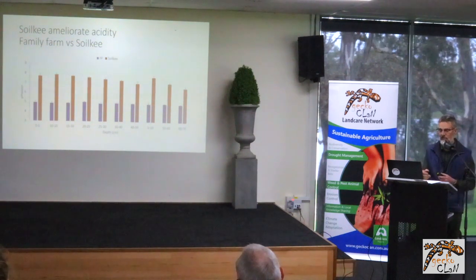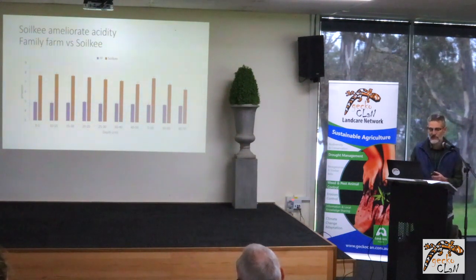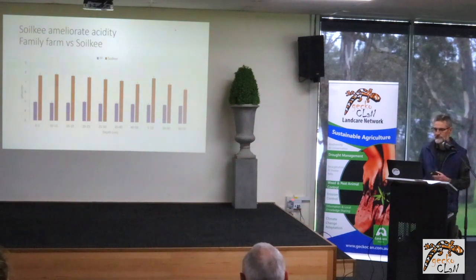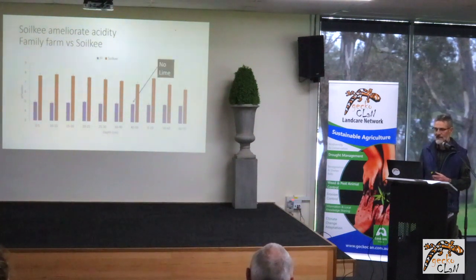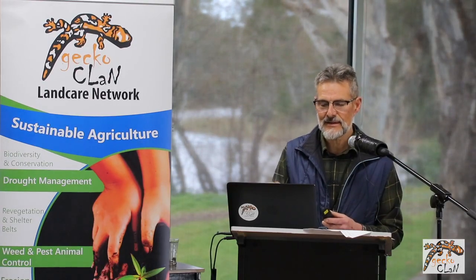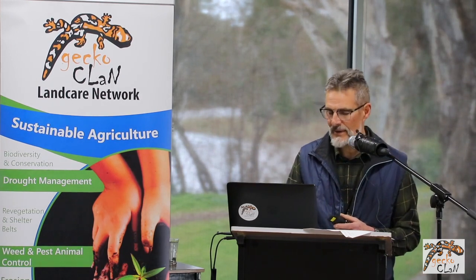This was water pH too, so a pH of around 5 right down the profile. And with Soilkee, all alkaline pHs. Okay, so what's the difference? They were different adjacent farms. They weren't next to each other, the paddocks, but the family farm had really low input.